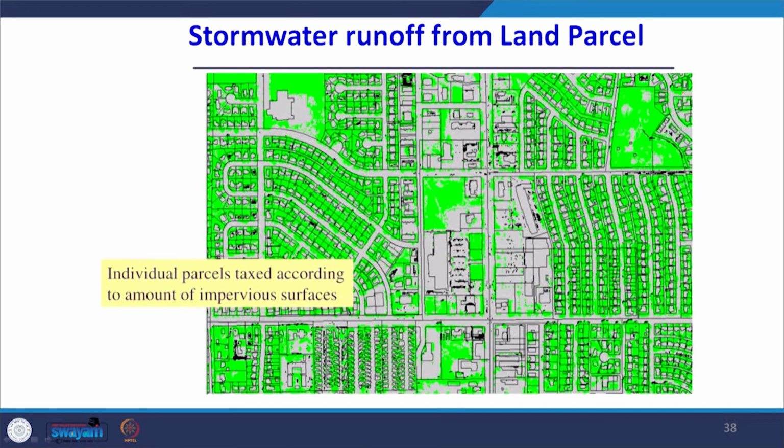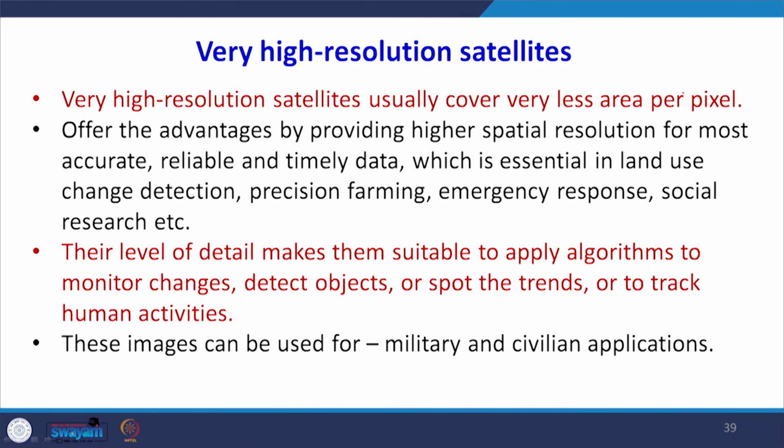Our very high resolution satellite images usually cover very little area per pixel, but they are offering us the very good advantage of higher spatial resolution, which can provide very accurate, very valuable and timely information, whether we want to carry out any change analysis, or we want to extract one-time information, or we want to use it for some modeling purpose or some natural disaster emergency response systems. They are found to be very useful.